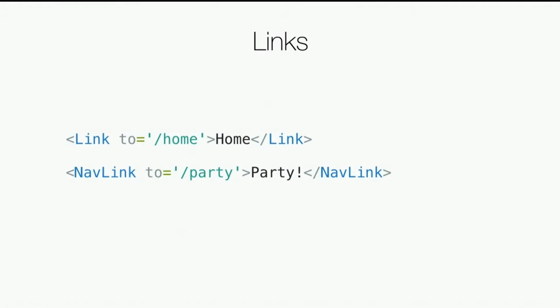So if you've got like a nav bar in the top, and I were to click on like about, and that takes me to the about page, then that link I could highlight differently than the other ones because that's the page that I'm on. So that's the difference between link and nav link.